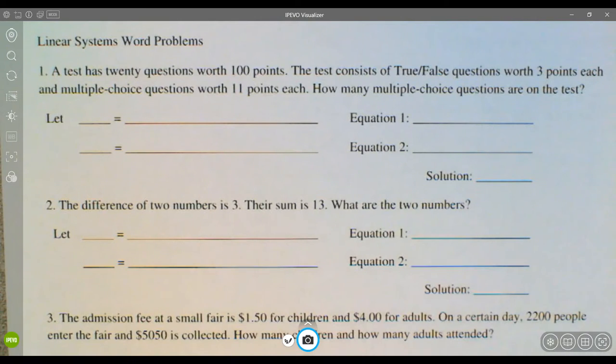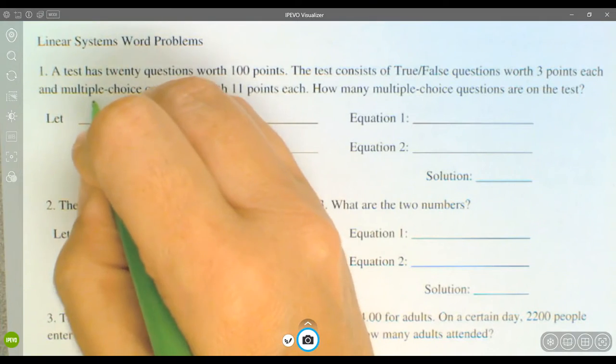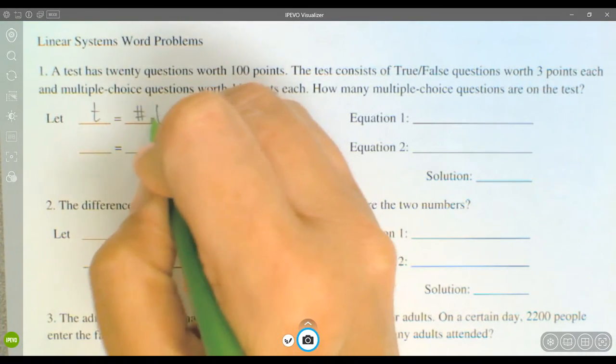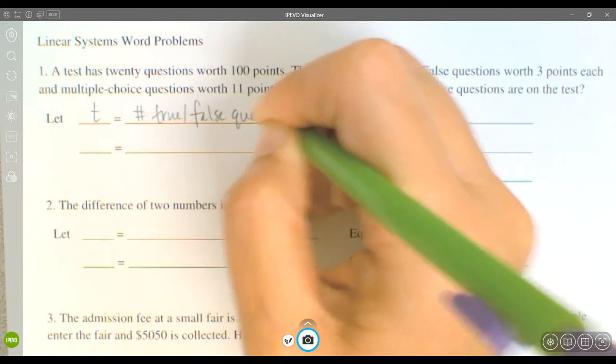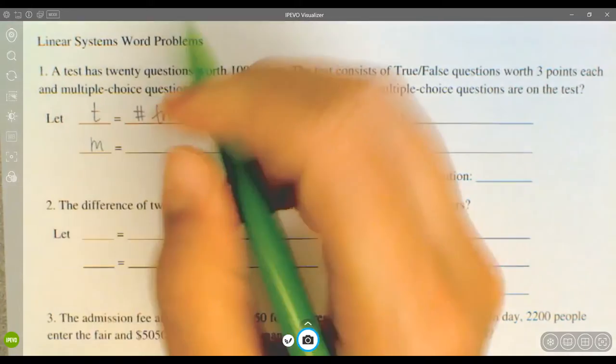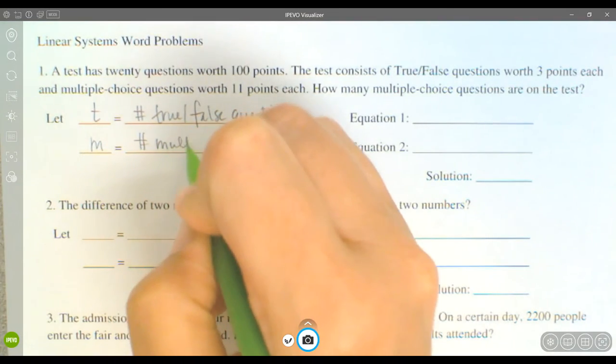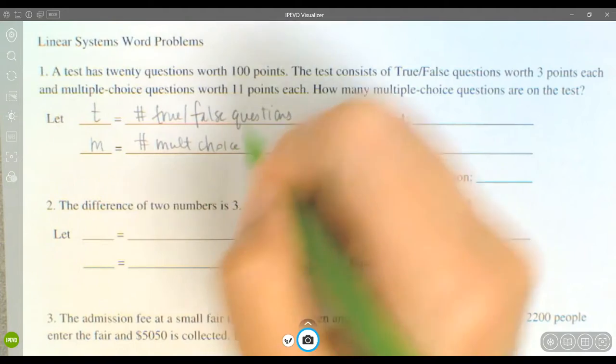So let's look at this first one. A test has 20 questions worth 100 points. The test consists of true-false questions worth 3 points each and multiple choice questions worth 11 points each. How many multiple choice questions are on the test? All right, so here's what we want to do. We want to let T equal the number of true-false questions. We want M to equal the number of multiple choice questions.